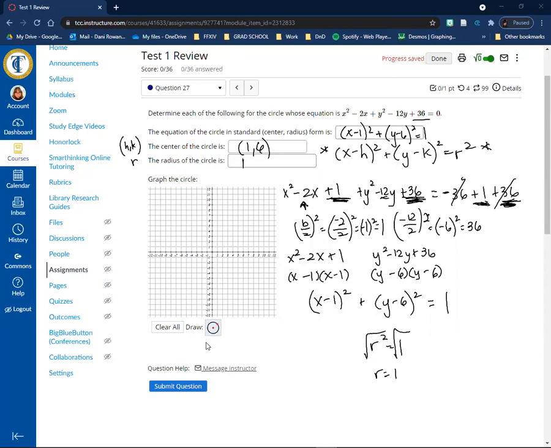Go ahead. Say if it was +1, +6, would you still flip the signs, or can it not be negative? Good question. So if you had, and I'm going to put this in a different color, x plus 1 squared plus y plus 6 squared. Compare this to the original. The original is x minus h, right? So this h is actually equal to -1, and this k is equal to -6.